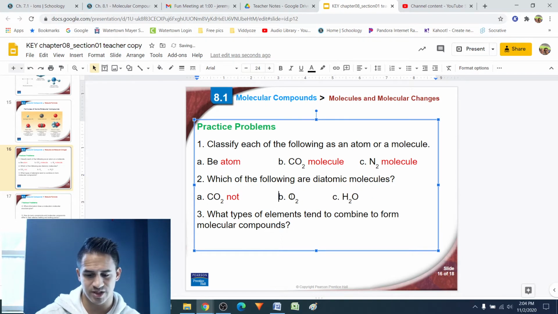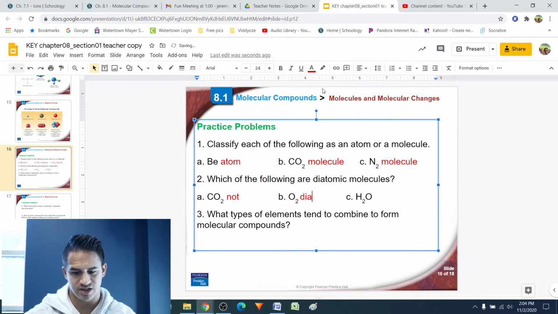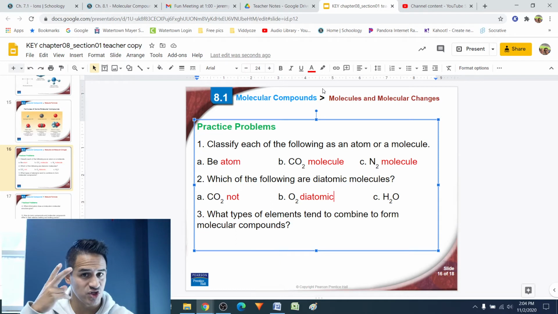It would be triatomic. Letter B, we have O2. We have oxygen, but we have 2 oxygens. So because we have 2, this would be diatomic, because again, diatomic means 2. And although it's the same element, we have 2 atoms. Diatomic. Di meaning 2, atomic meaning atom. So 2 atoms. So that is diatomic.